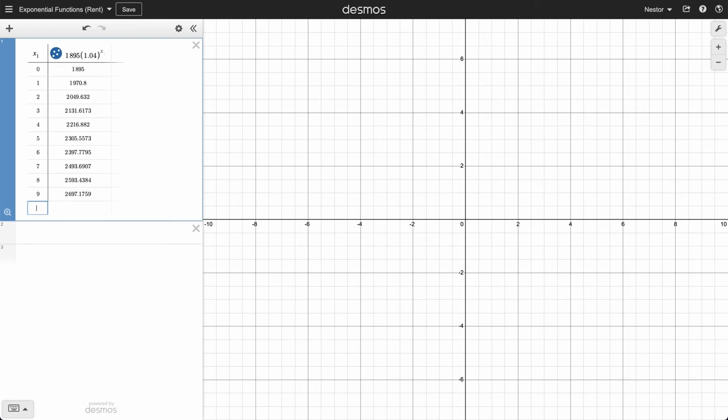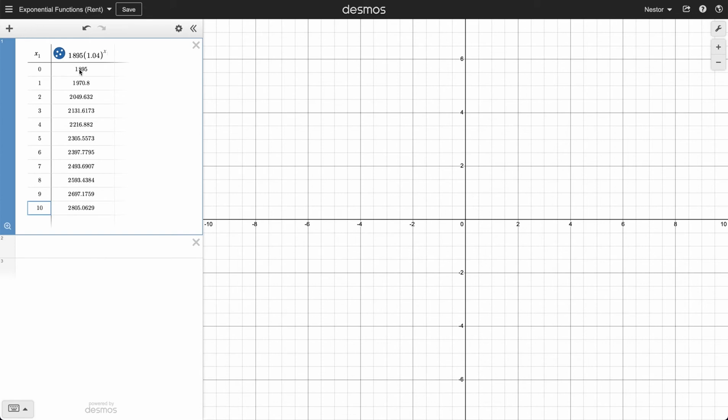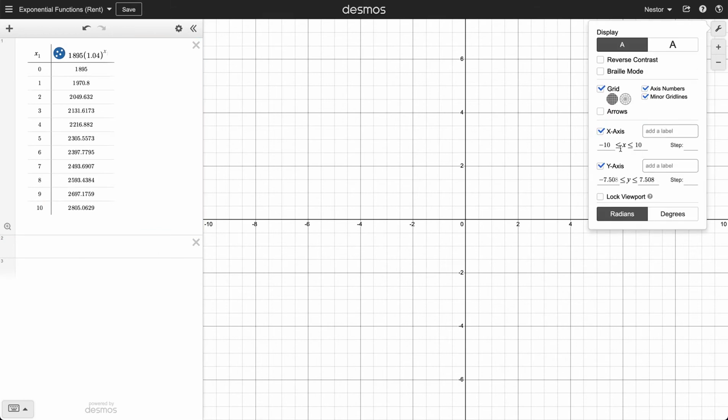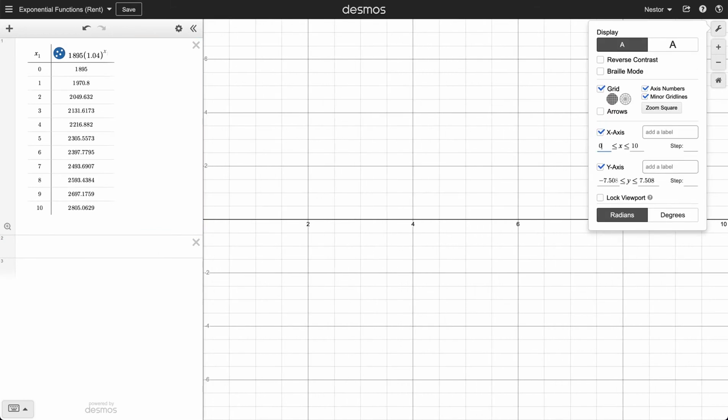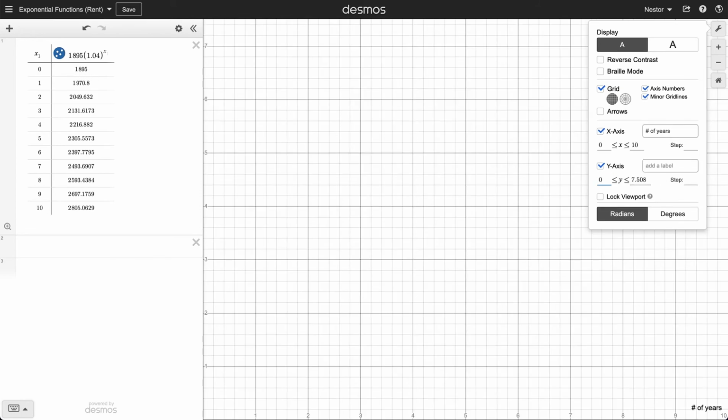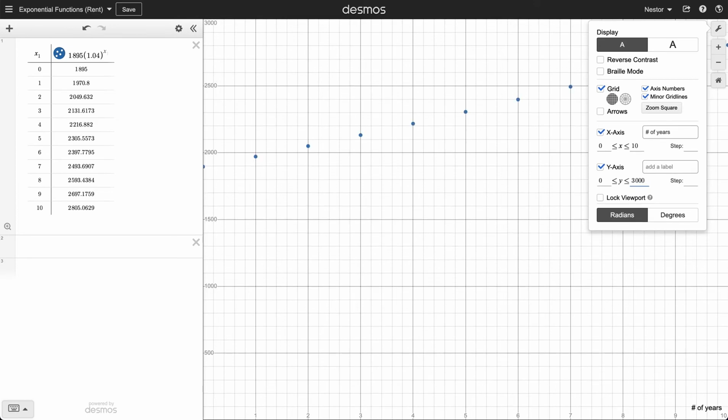Make sure we actually scroll down. 10 years. Now, our x values are going to go from 0 to 10. So in the settings, let's adjust the x-axis to 0 to 10. And this is the, what is this? Years. Number of years. And now the rent, it's going to go from, let's go $0. And the highest it gets up to is $2,800. I'm just going to round up to $3,000 so that we can see all the points on our graph.